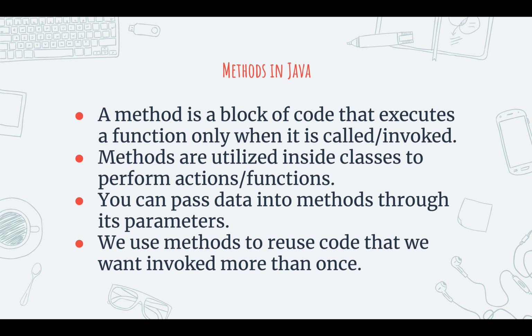You can pass data into methods through its parameters. Parameters, again, are the same as arguments. And whenever you create a method, you will always have two parentheses after it. And these parentheses can be empty, right? And that generally means that there are no arguments. You're not passing any value to that method for that method to use. But you can also give values so that the method can use those said values.